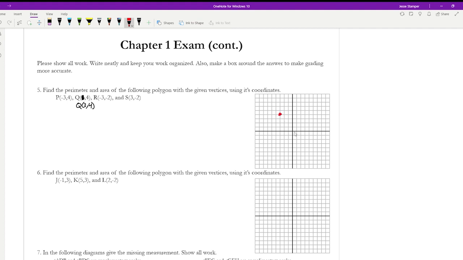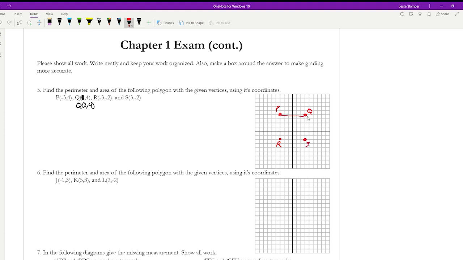Because negative x goes to the left, positive x goes to the right. Negative y goes downward, positive y goes upward. So for Q, that's point P. Point Q, we have to go to positive 3 and up 4. We get Q. Now for R, we go to negative 3 and go down 2 because it's a negative 2 on the y. We call it R. And for S, we go positive 3, negative 2. So it makes it S.